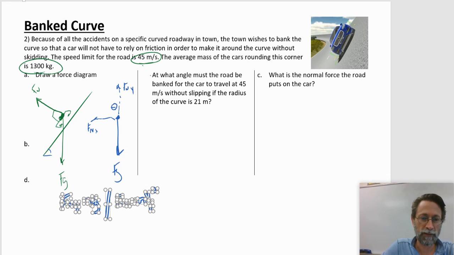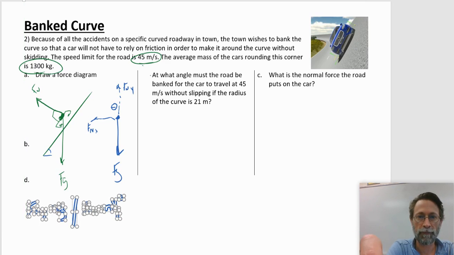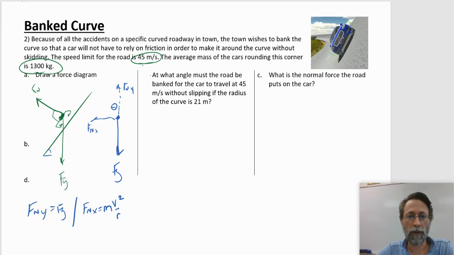So if I take these, I'm going to just move them over here a little bit so I have space on the other side. Okay, so here we go then. At what angle must the road be banked for the car to travel at this 45 meters per second if the curve has a radius of 21 meters?